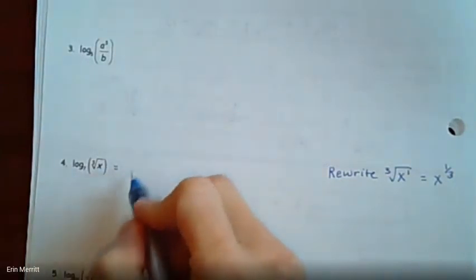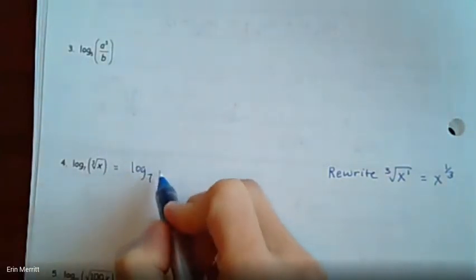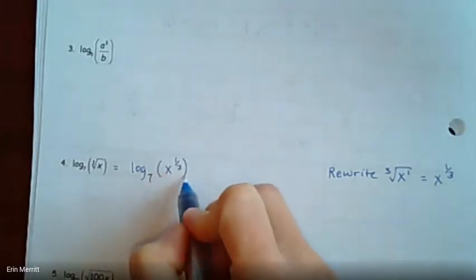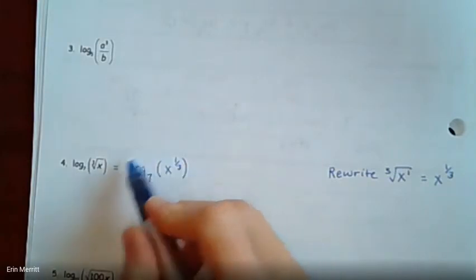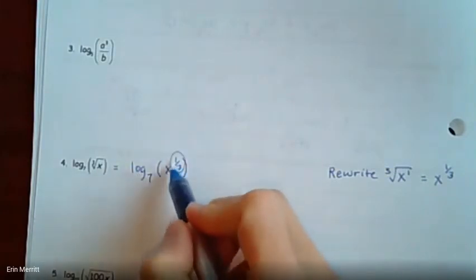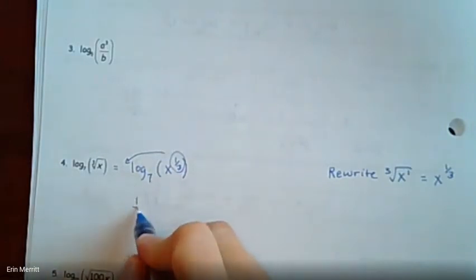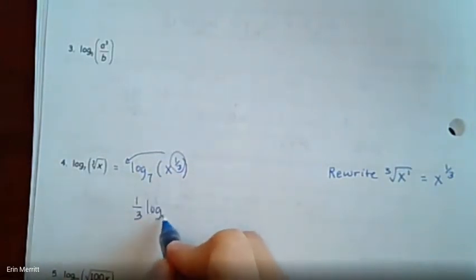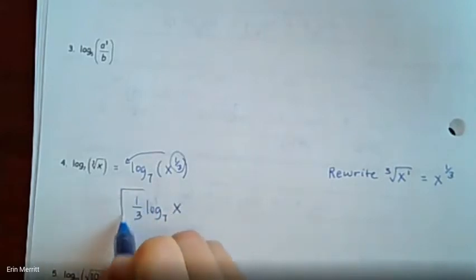If I think of it that way, as log base 7 of x to the 1/3, then all I'm really doing is taking the exponent and dropping it out front. That's it. So this piece is going to drop out front and be 1/3 times log base 7 of x. That's it.